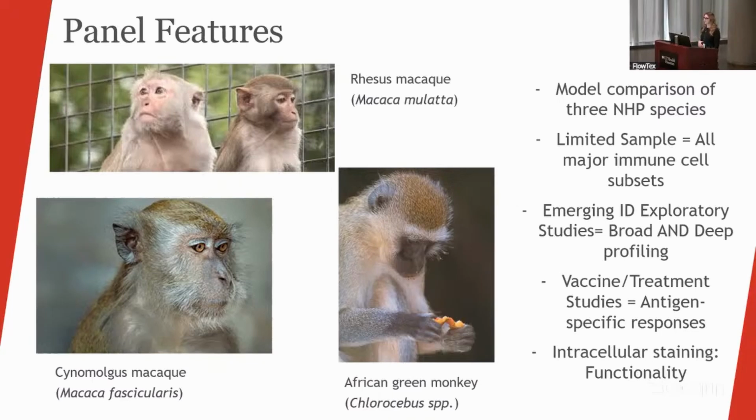We do model comparison between these 3. We will test new and emerging infectious diseases in these models and hopefully be able to look for biomarkers in them for human disease. We also do a lot of vaccine and treatment studies, and we want to look at antigen-specific responses and functionality. So a panel like this gives us the ability to broadly and deeply immunophenotype. And so that's why we decided to go for this very large route.